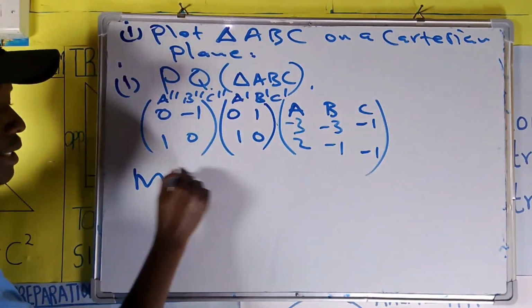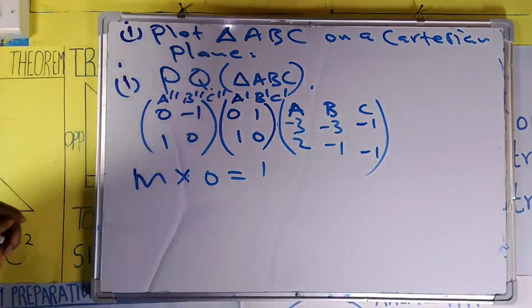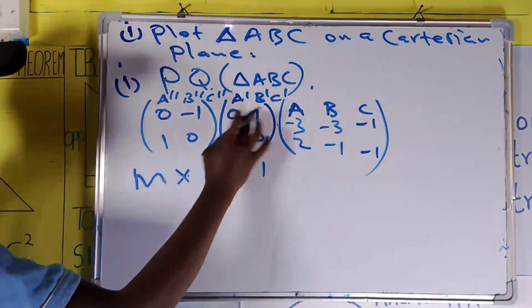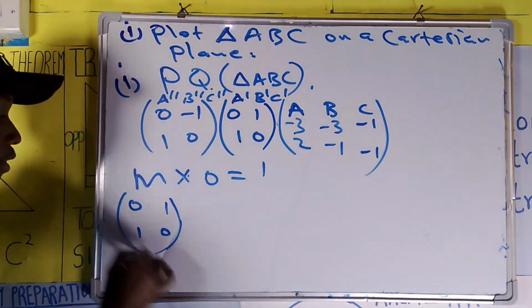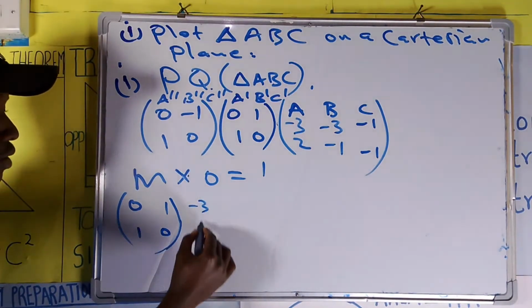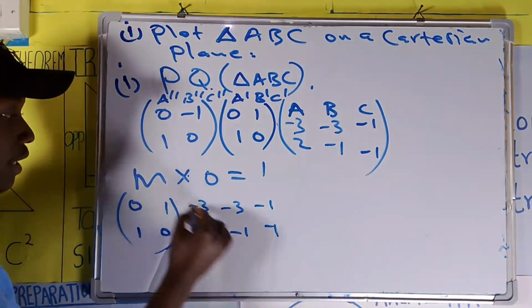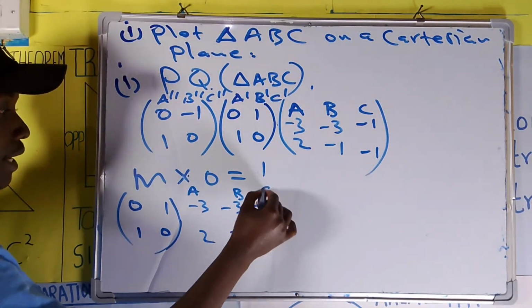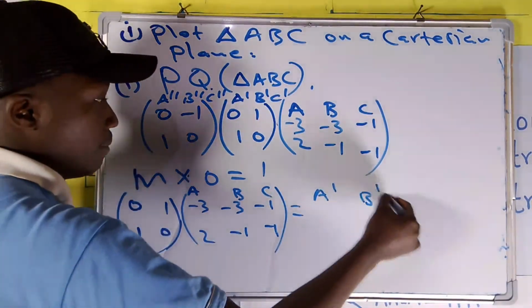Remember, matrix times object is equivalent to image. So what we are going to do now, we will take the first matrix 0 1 1 0 multiplied by negative 3 2, negative 3 negative 1, negative 1 negative 1. That is A, B and C, and that will give us A prime, B prime, C prime.